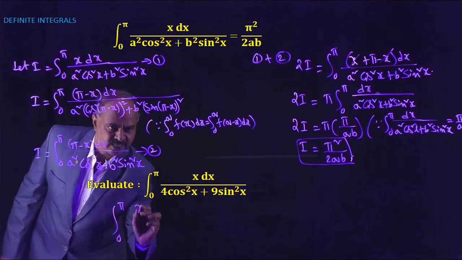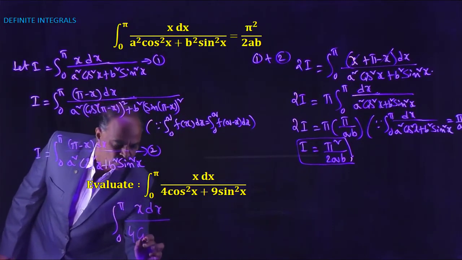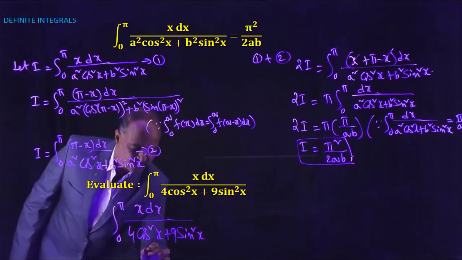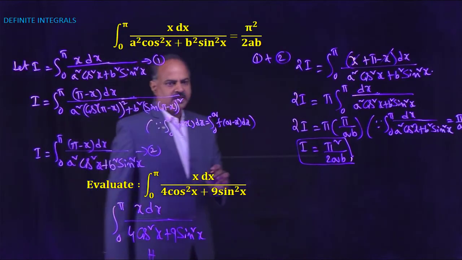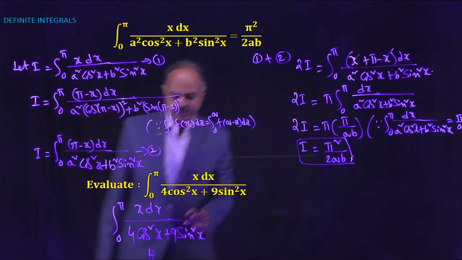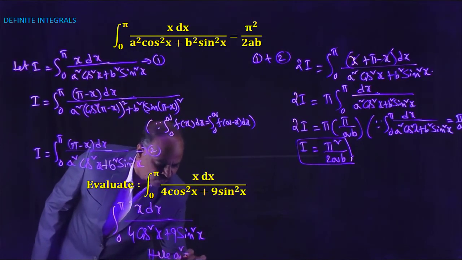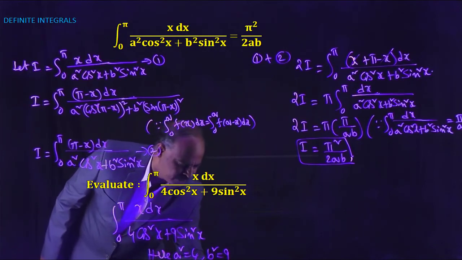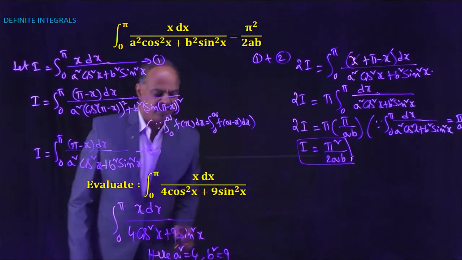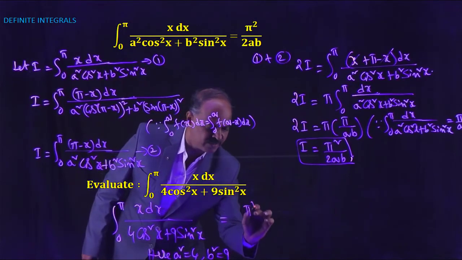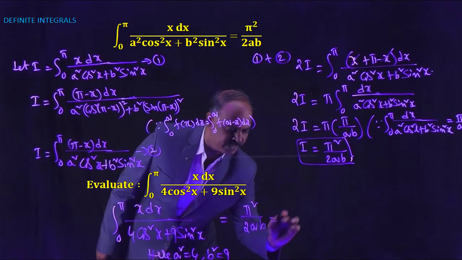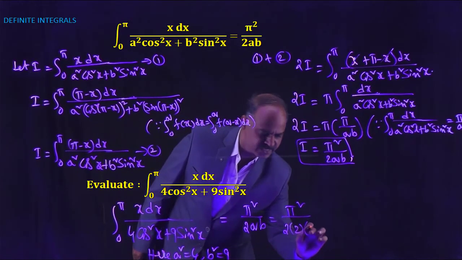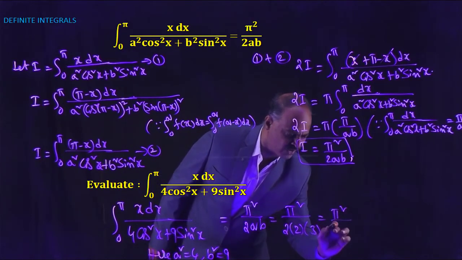Integral 0 to pi x dx by 4 cos square x plus 9 sin square x. Here a square equals 4 and b square equals 9. So this implies a equals 2 and b equals 3. So the formula is pi square by 2ab, that is pi square by 2 into 2 into 3. Therefore that equals pi square by 12.